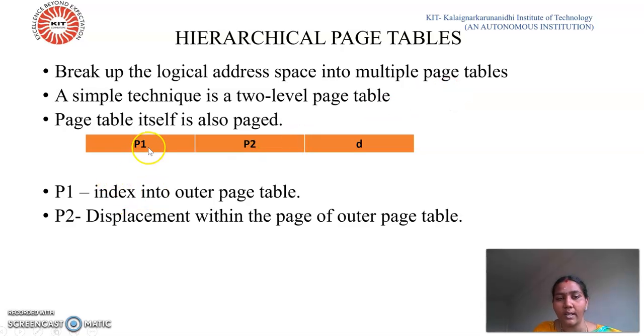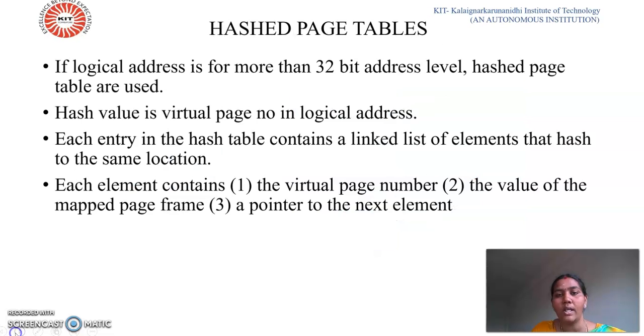This is a two-level paging system that is followed in a hierarchical page table. As we have seen in the diagram, P1 is the outer page table index, P2 is the displacement within the page table, and D is at which position your searched page is located. So next one is your hashed page table.